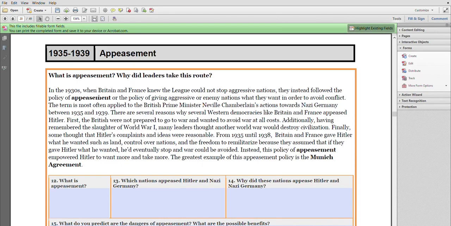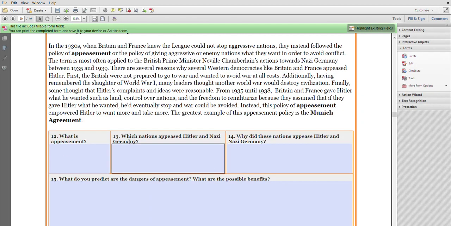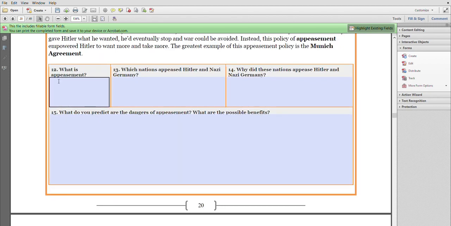From 1935 until 1938, Britain and France gave Hitler what he wanted, such as land, control over nations, and the freedom to remilitarize, because they assumed that if they gave Hitler what he wanted, he'd eventually stop and war could be avoided. Instead, this policy of appeasement empowered Hitler to want more and take more. The greatest example of this appeasement policy is the Munich Agreement. 12. What is appeasement? 13. Which nations appeased Hitler and Nazi Germany?